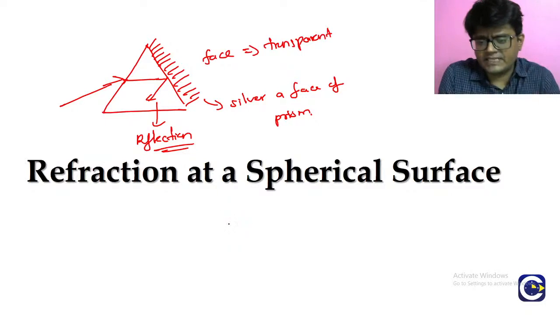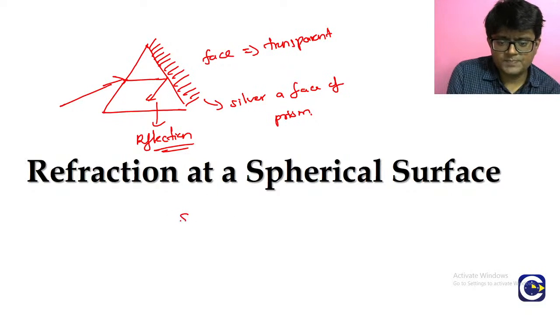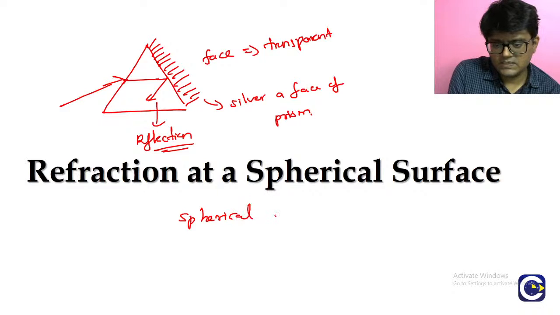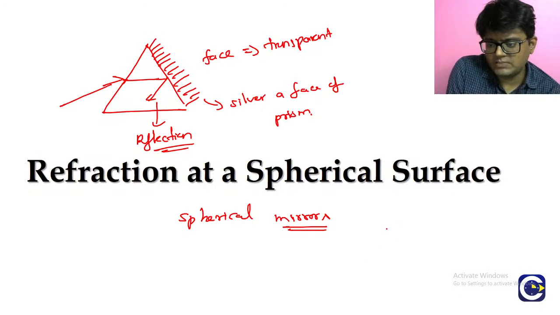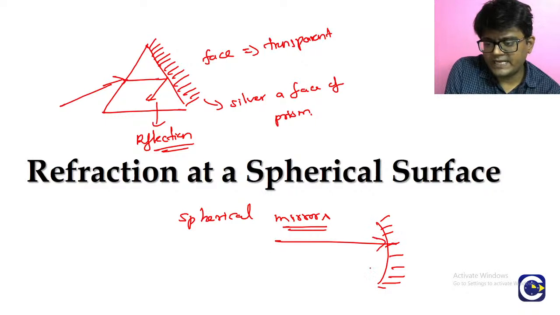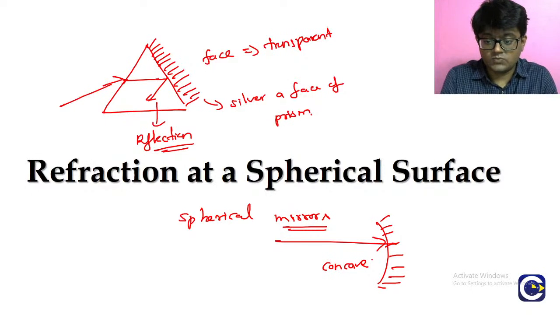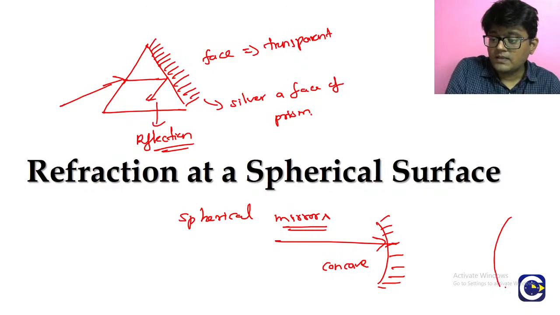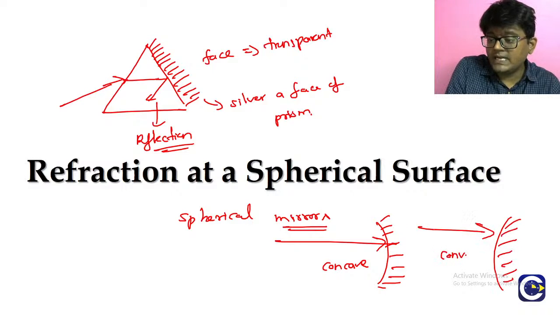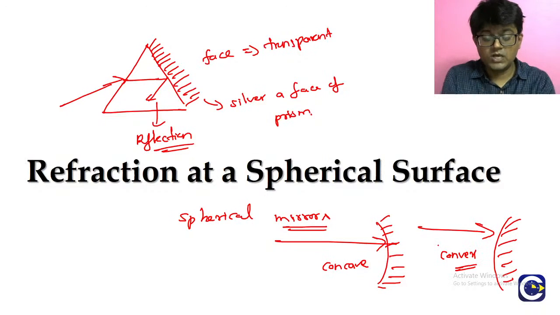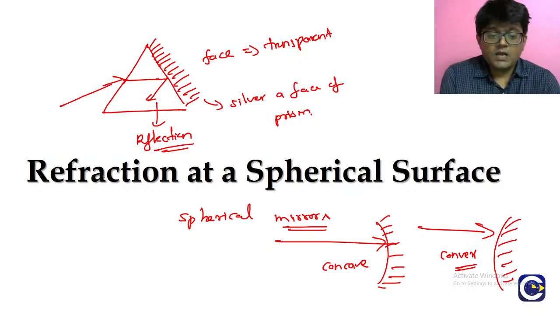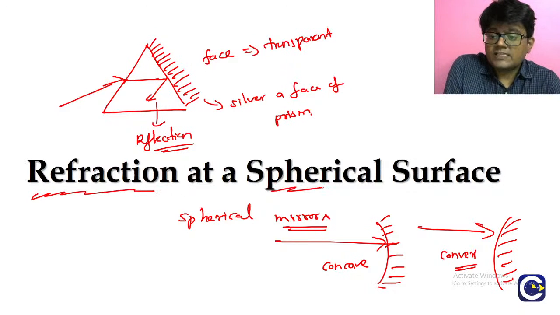Already in case of reflection, we talked about the spherical mirrors. So two examples we have taken. One is if the light is getting reflected by the surface which is bending inwards, we call it as what? A concave mirror. If the light is getting reflected by a surface that is bending outwards, we call it as what? Convex mirror. So we talked about the spherical mirrors. Now we look at refraction at a spherical surface.